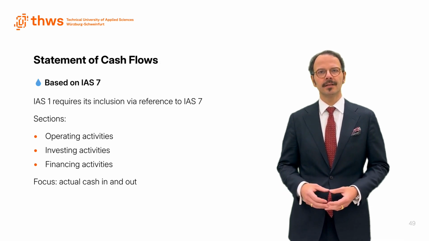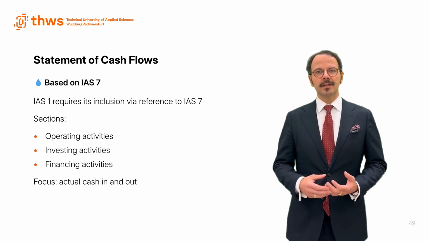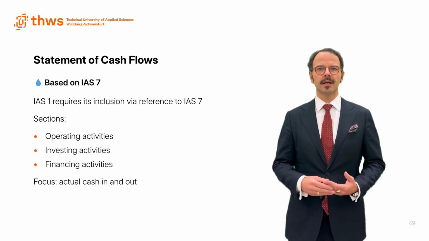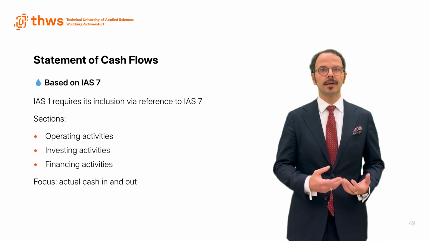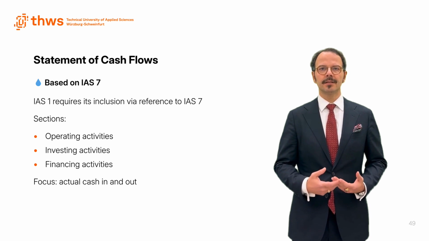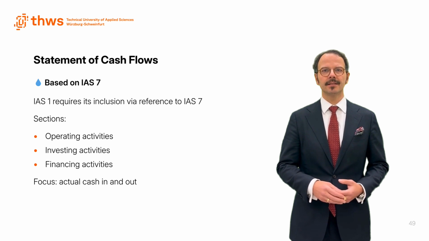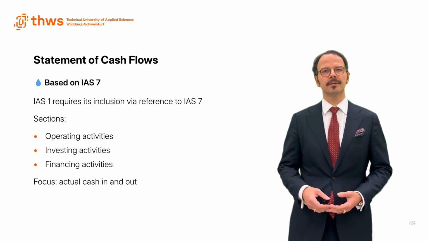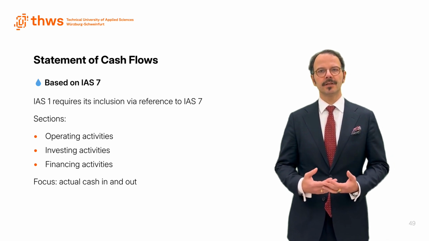Cash is king, right? The statement of cash flows shows how cash actually moved through the business during the period. It's governed by IAS 7, but IAS 1 still requires you to include it. You split the cash flows into operating activities, investing activities, financing activities. This gives users insight into how the business funds itself, where it invests, and whether its operations are actually generating cash.